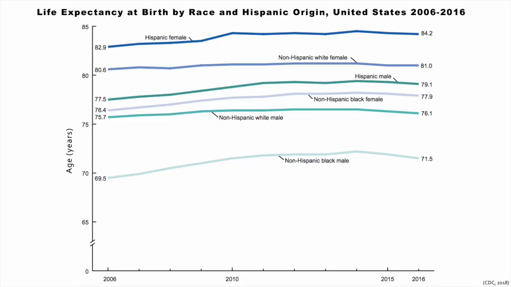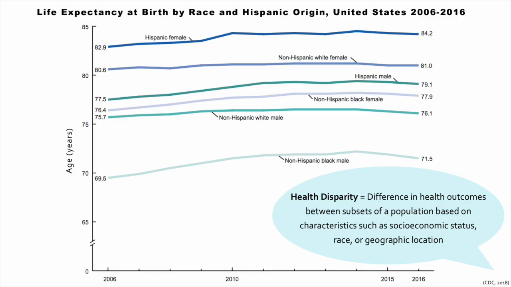This graph of life expectancy at birth by race again shows disparities. A disparity is a difference in health outcomes between subsets of a population based on characteristics such as socioeconomic status, race, sexual orientation or gender identity, geographic location, or other factors. A central goal of public health is to reduce health disparities, but unfortunately, health disparities have persisted in the United States.